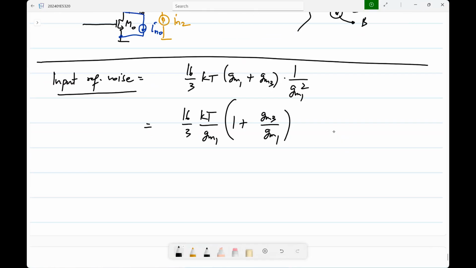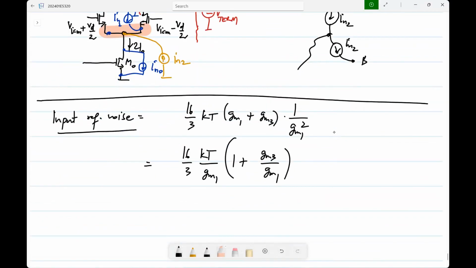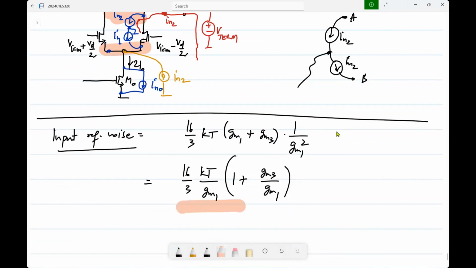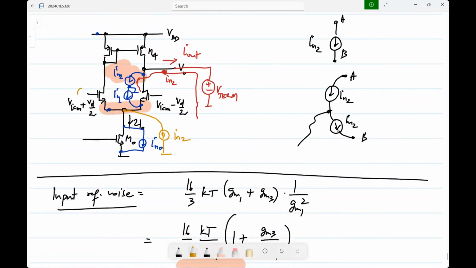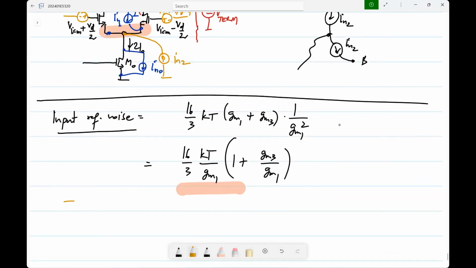Now, why did I write it like this? This part you can recognize immediately if you had used the other form, right? If I refer each MOS transistor's noise to the gate instead of the drain current, what would it be? It's 8/3 kT divided by GM1. So you have 8/3 kT by GM1 over there, and the other input transistor also has 8/3 kT divided by GM1.